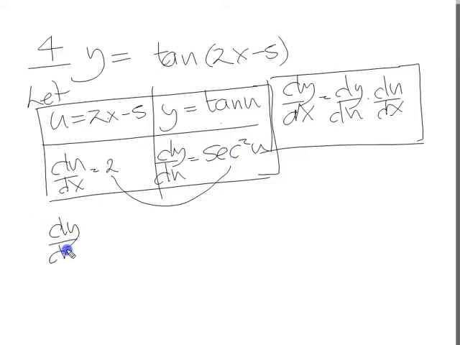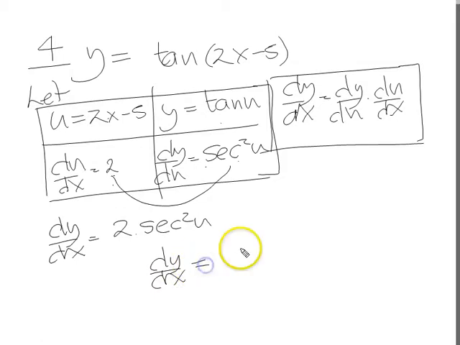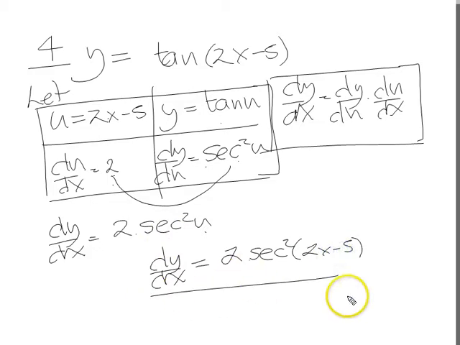So dy dx then is equal to dy du times du dx. So that times that. Normally we put the number at the front, 2 lots of sec squared u. And at the very end, we simply put the substitution back in that we needed to do in order to do the differentiation. So it would be 2 lots of sec squared of the something, and the something in this case is 2x minus 5. There we go. That's the answer for that one.